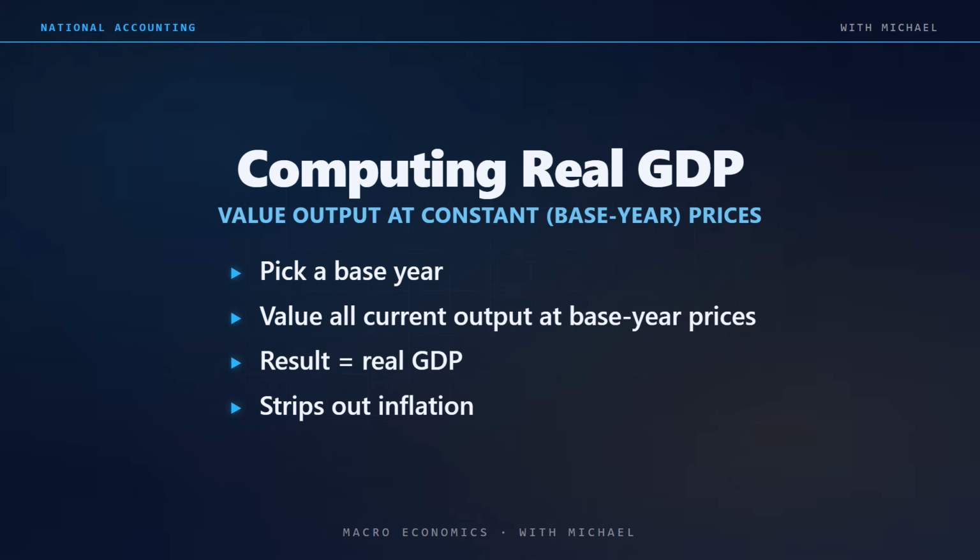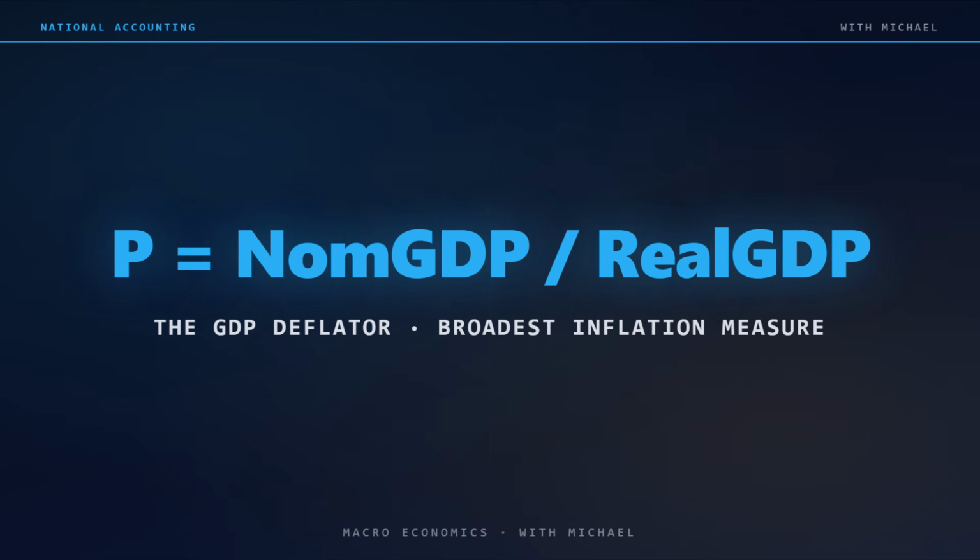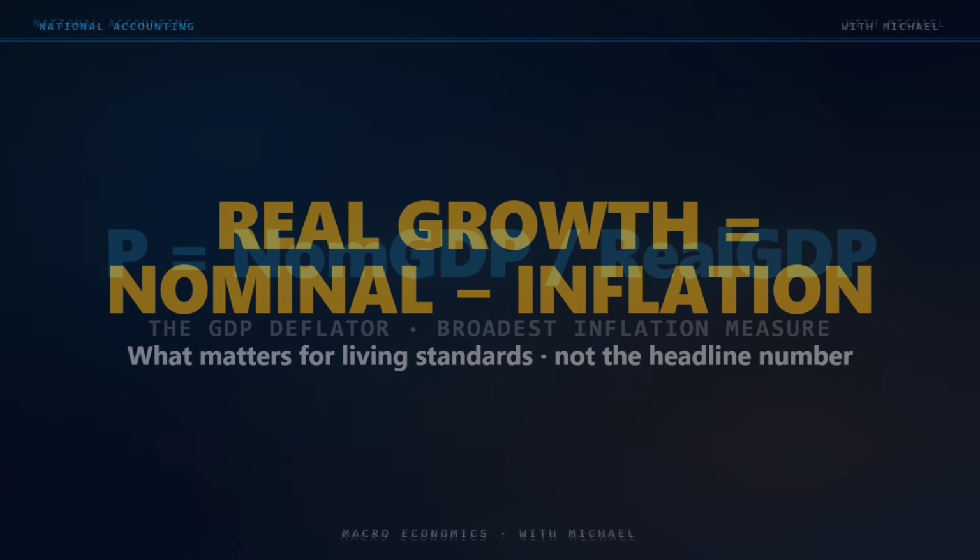To separate real growth from inflation, we need to compute real GDP, output valued at constant prices. Pick a base year. Value all output at base year prices. The result is real GDP. The ratio of nominal GDP to real GDP is called the GDP deflator, the broadest measure of inflation in the economy. The percentage change in real GDP is the real growth rate of the economy, the number that matters for living standards. The percentage change in nominal GDP is the sum of real growth plus inflation.